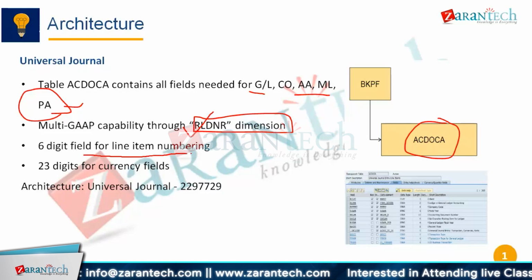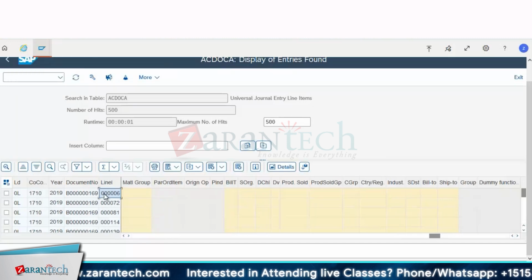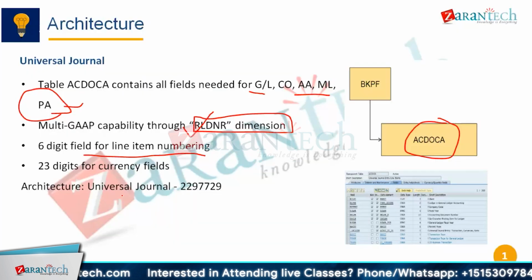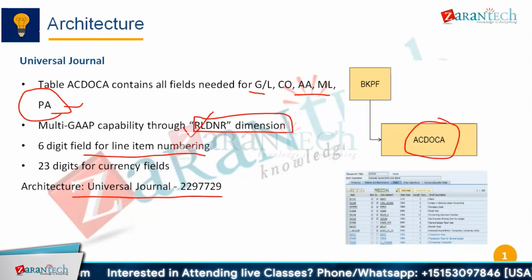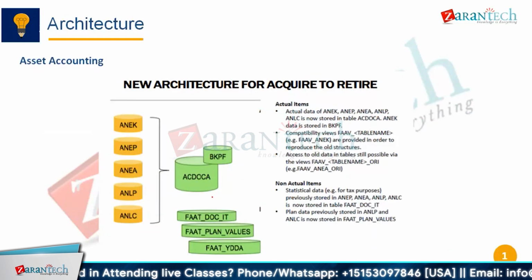A 6-digit field for line item numbering. So line item, how many digits are here? If you see line item number, it is 6 digits. Architecture, universal general. So you could see the details in this. New architecture for acquire to retire.